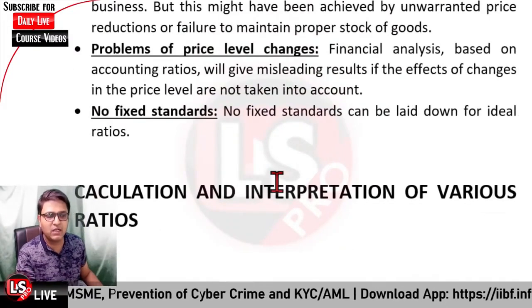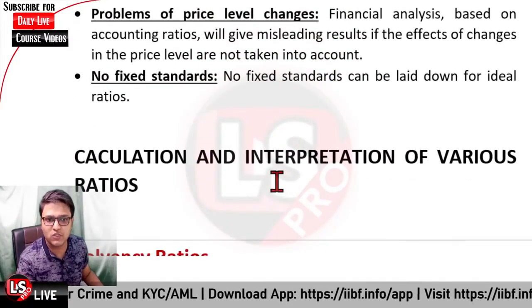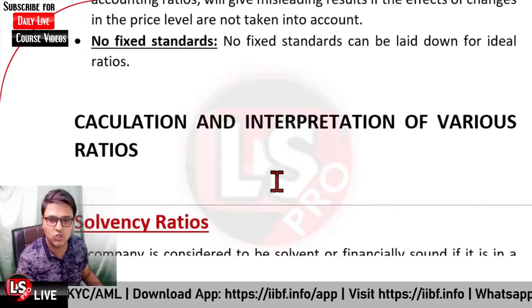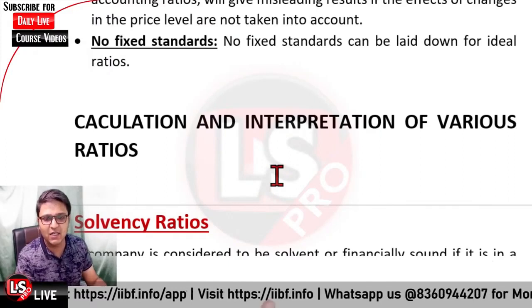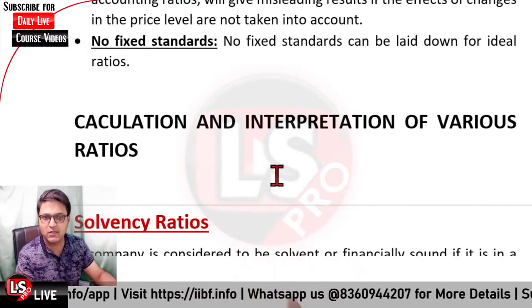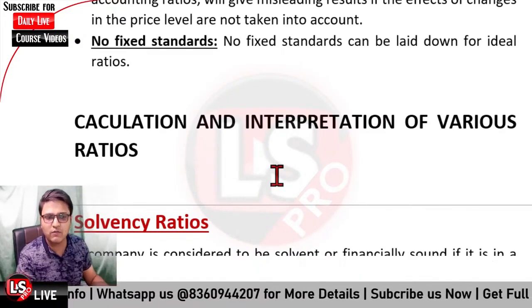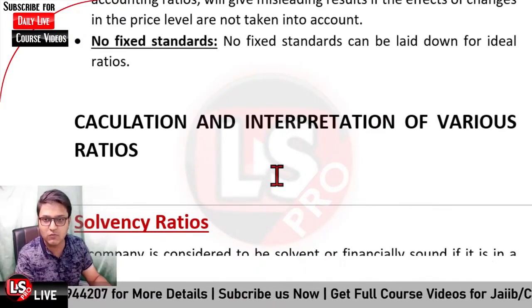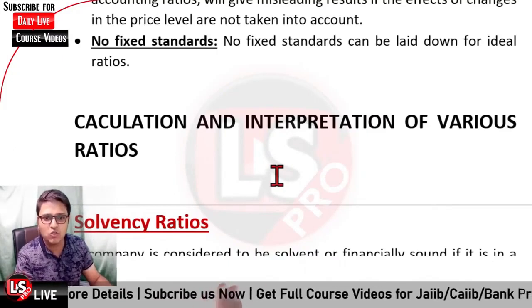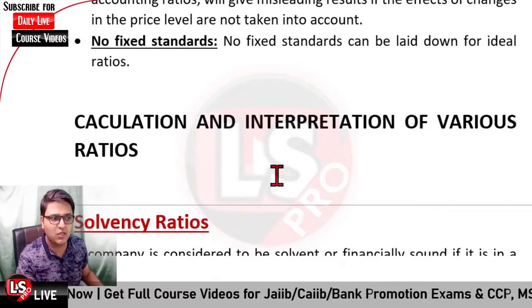Then it is regarding the calculation and interpretation of various ratios. First of all, we will be learning regarding the solvency ratio. There are two categories of solvency ratio: one is the short-term solvency, and the other is the long-term solvency. When we consider short-term solvency, basically we deal with those ratios which let us know whether the company is going to sustain in the near future or not.